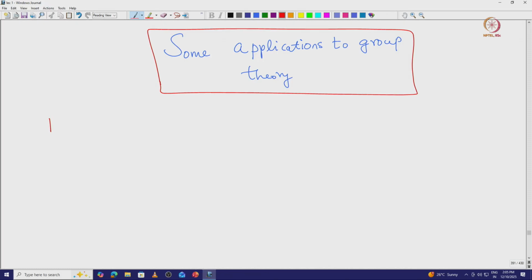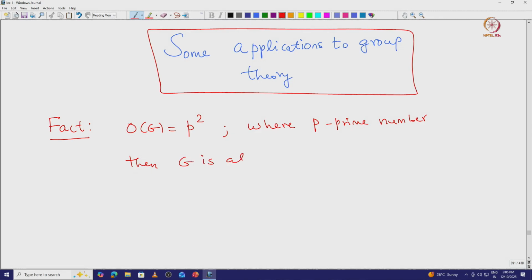So, here is the fact. Suppose G is a finite group of order p square, where p is a prime number, then G is abelian. We have seen already how to use the conjugacy action to prove this result. Now we will use representation theory to prove this result. So, here is the proof.